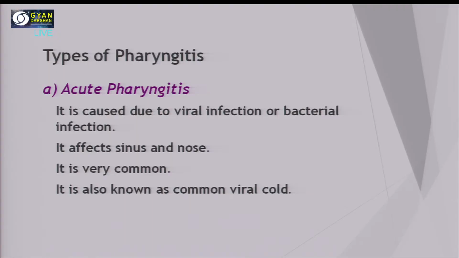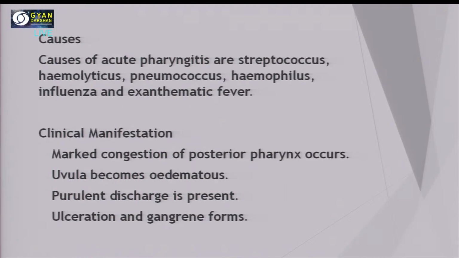First, acute pharyngitis. It is caused by a viral or a bacterial infection. It can affect the sinus as well as the nose. It is very, very common, and it is also known as the common viral cold. The causes are many; however, various kinds of streptococci, hemolyticus, the pneumococcus, and other flu as well as influenza viruses are known to act on it. Clinical manifestations are marked congestion of the posterior pharynx, the uvula becomes edematous, purulent discharge may be present, and ulceration and gangrene may form as a result of this problem.